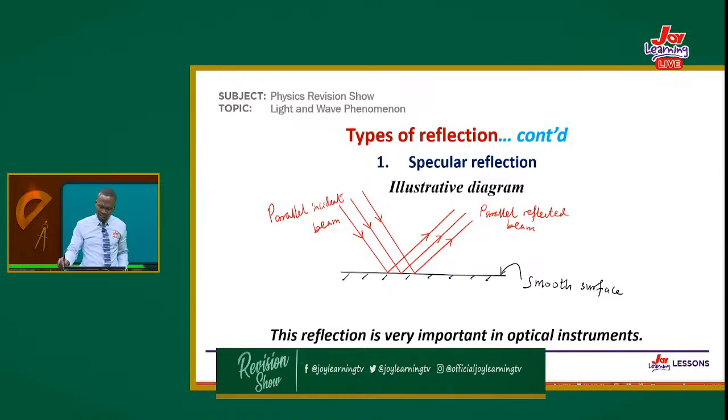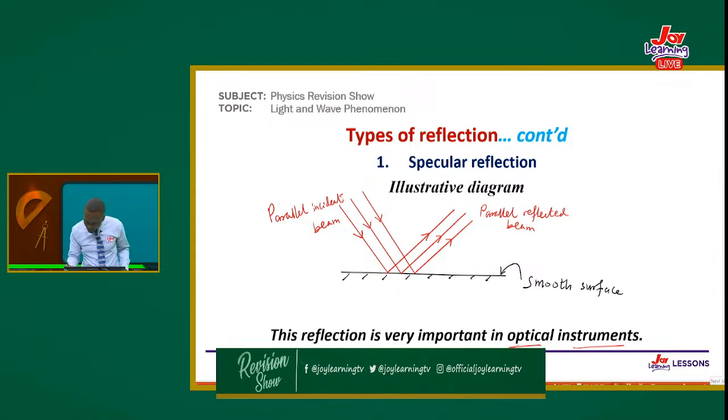This reflection is very important in optical instruments. We talk about optical instruments whose operation primarily depends on the availability of light. So let's say a microscope, a camera, a photographic camera, a telescope, all these are examples of optical instruments. And for them, regular reflection is very, very important in their operation. So that is our diagram for specular or regular reflection.